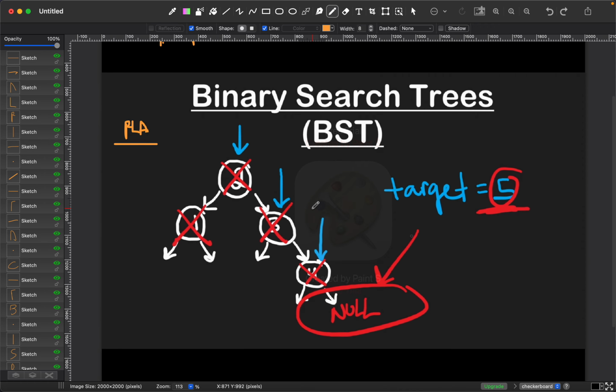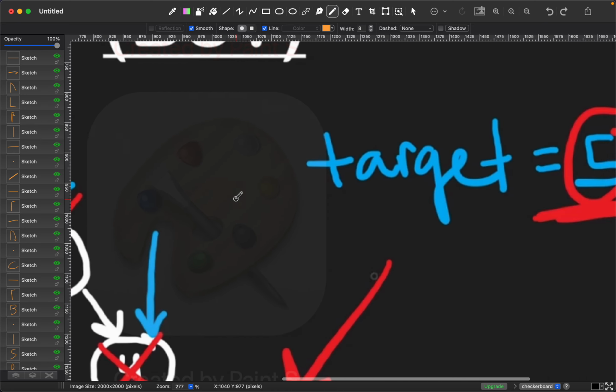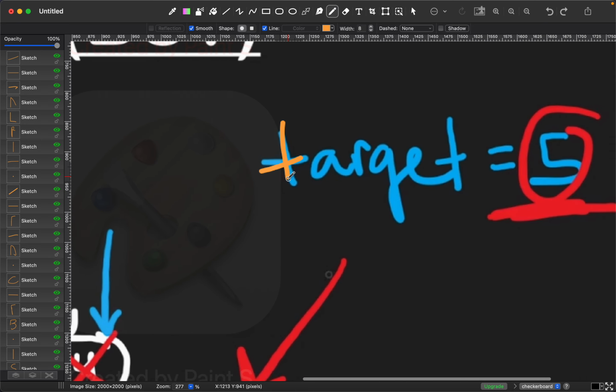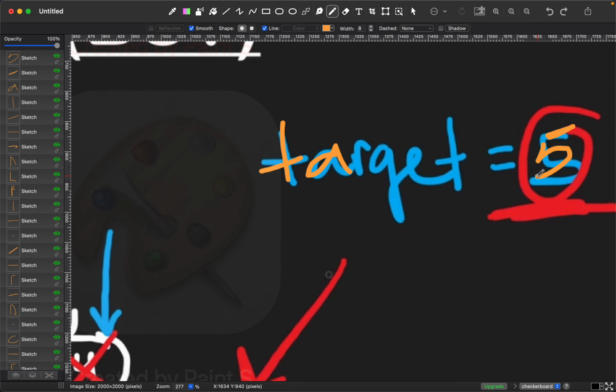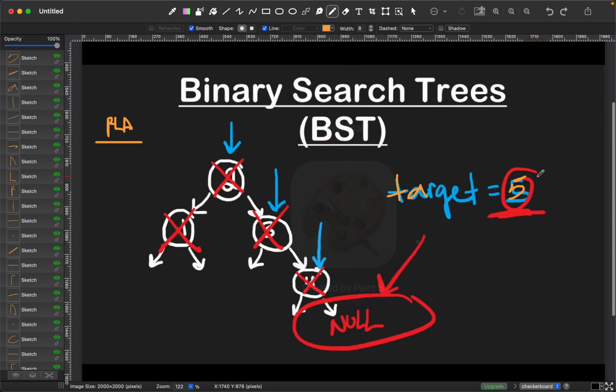These are binary search trees. Find. So what we have here is that maybe a LeetCode question specifically asks you to find the target, for example 5.